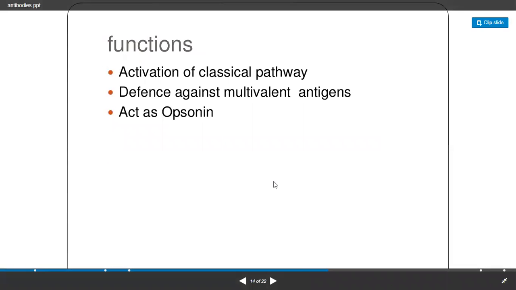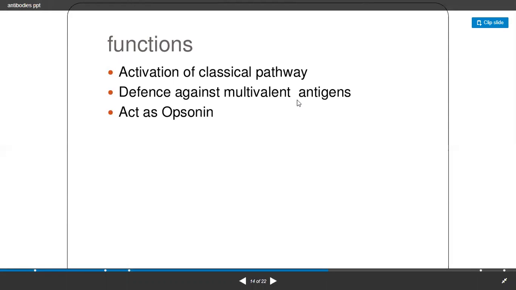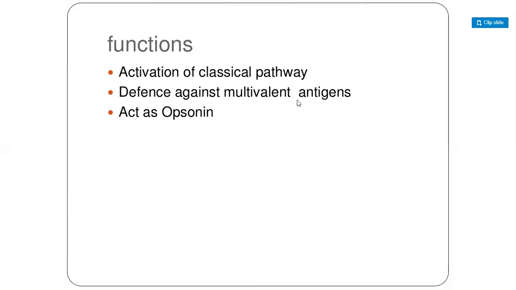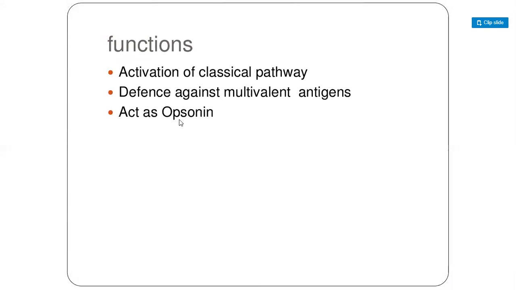What are the functions of IgM? It is used for the activation of the classical pathway. It is used in defense against multivalent antigens because it is pentamer in structure. It is also used for opsonization reactions. Opsonization is a technique by which an antigen is coated by antibodies, and then the coated antigen is presented to macrophages and antigen presenting cells for killing.